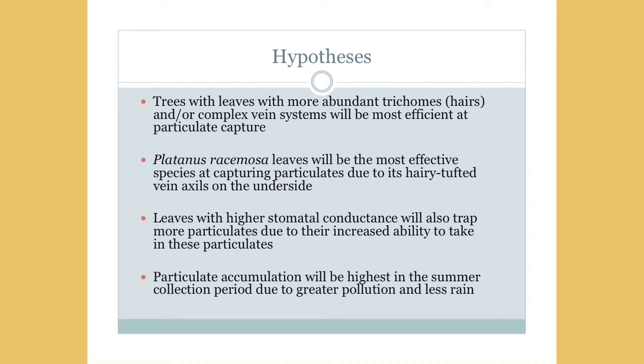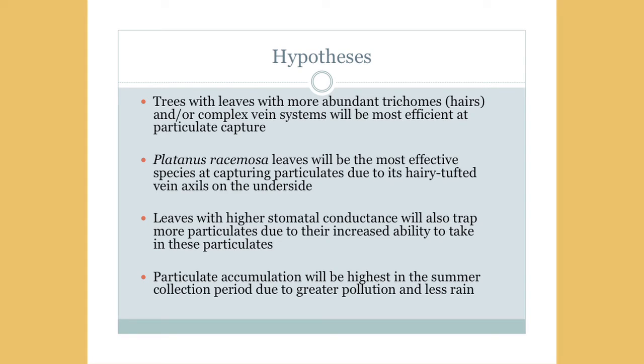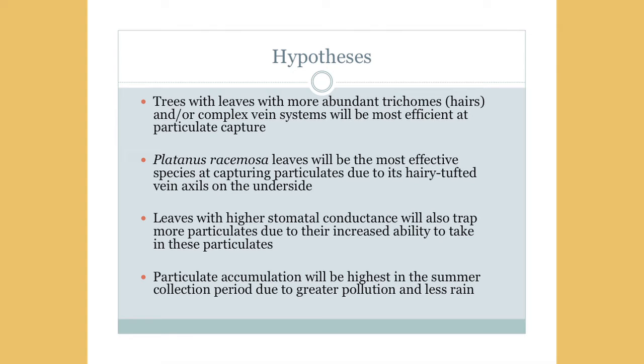My first one is I believe that trees with leaves with more abundant trichomes and/or complex vein structures will be more efficient at particulate capture. Second, out of my 5 species, which I'll tell you in a second, I believe that Platanus racemosa will be most effective because it has hairy tufted vein axils on its underside, and it's the most out of my species. And then I'm also looking at stomatal conductance. So I believe that leaves with higher stomatal conductance will be better at filtering these particulates, just because they have an increased ability to uptake particulates. And then lastly, I'm comparing all seasons.